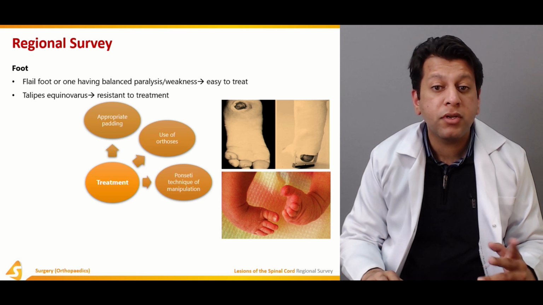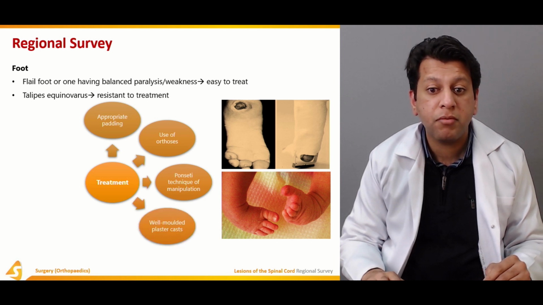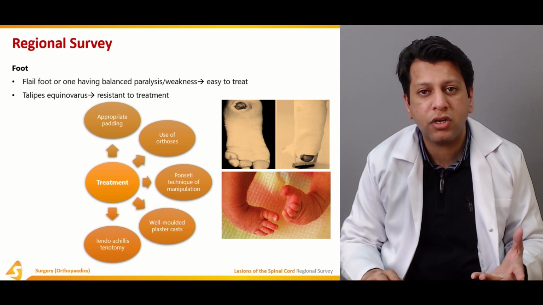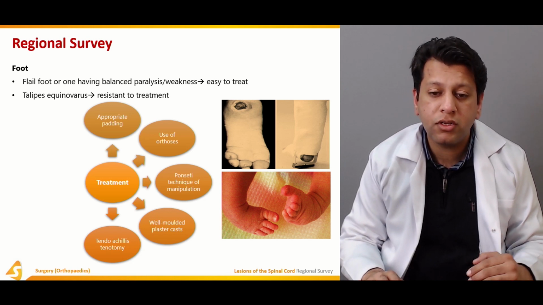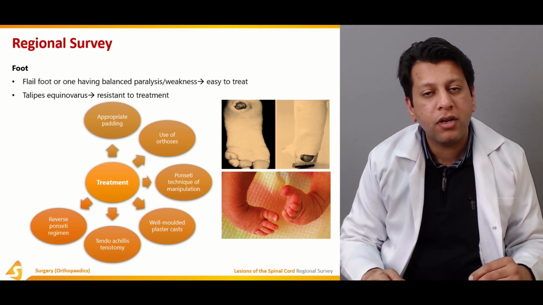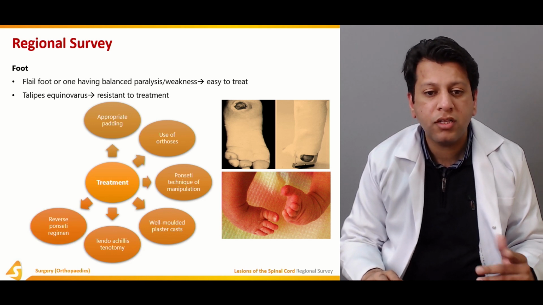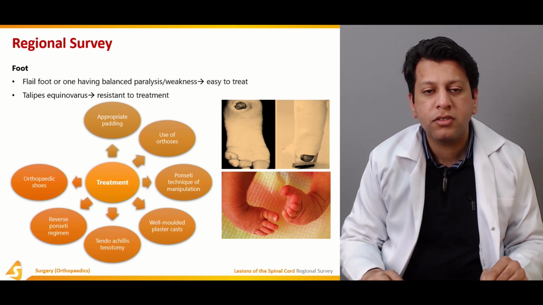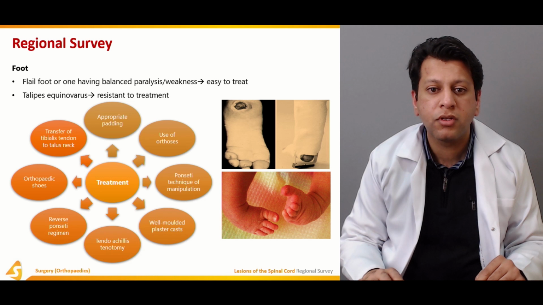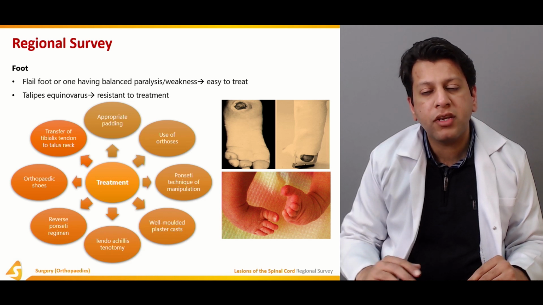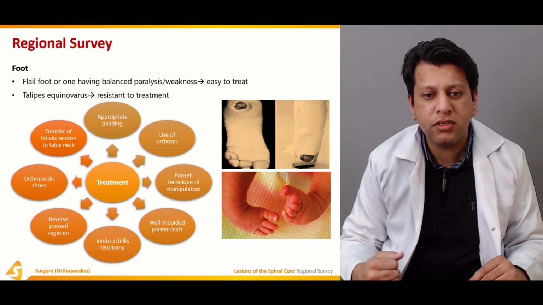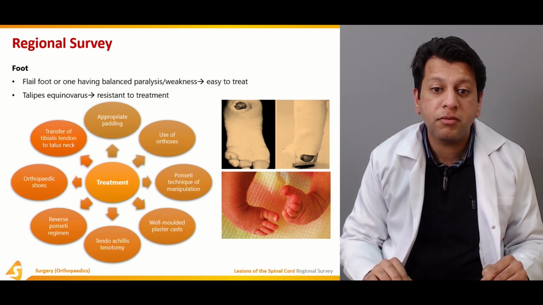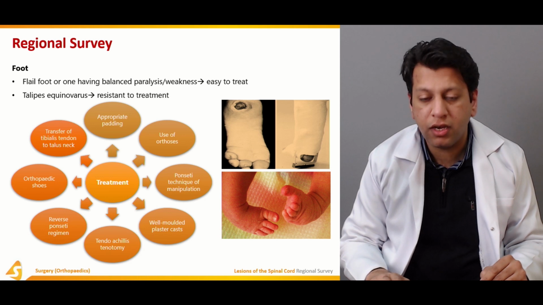Treatment includes appropriate padding, use of orthosis, and the Ponseti technique for manipulation in case of CTEV. If there is associated equinus, it may require tendo Achilles lengthening or tenotomy. But if it is associated with CVT, then it will require reverse Ponseti and special shoes called UCBL orthosis. In case of advanced stage disease, there may be tendon transfers as well. The tibialis anterior tendon may have to be transferred to the talar neck.